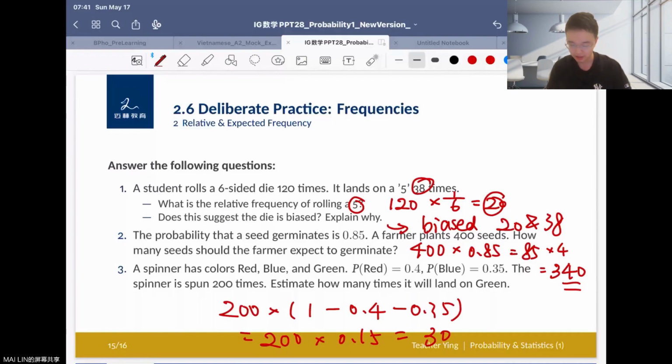Okay, that's our lesson for today. I hope you can understand how to calculate the frequency, and how to find the relative and expected frequencies. They are very important for you to understand and solve problems.